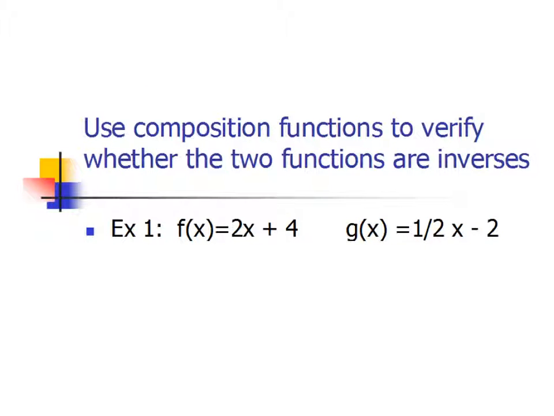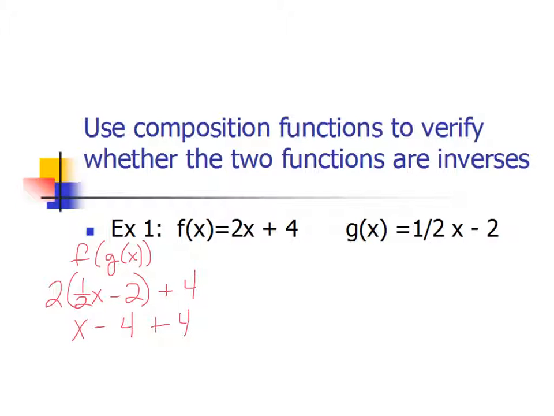So let's try one. These are my two functions, f of x and g of x. I'm going to start off by doing f of g of x. That means take the g function, plug it in for x in the f function. So I'm going to end up with 2 times (1/2 x minus 2), and then that plus 4. Then I just do the algebra on it. Distribute the 2. 2 times 1/2 is just 1x, minus 4 plus 4. The 4's cancel. All I have left is x. Okay, so that's what I wanted to have happen.